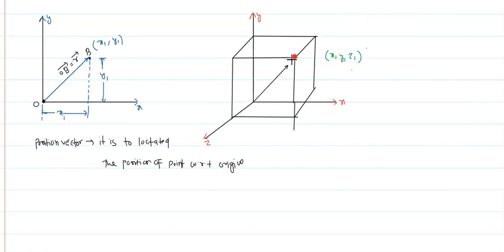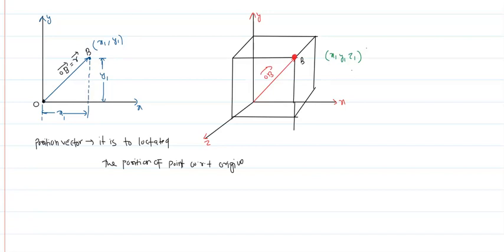In the same way, if this point was B here, and I want to locate its position in 3D, then this vector will be the OB vector. Correct? Is there any problem? So what we have to do is join this point with the origin. When we join a point with the origin, we get a vector, and that is called the position vector.